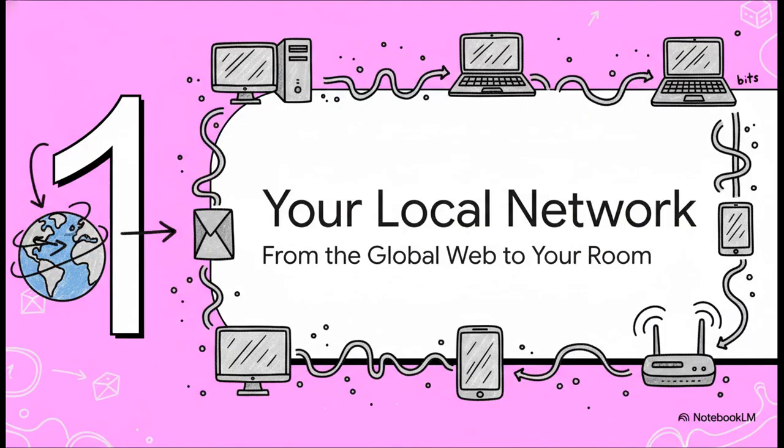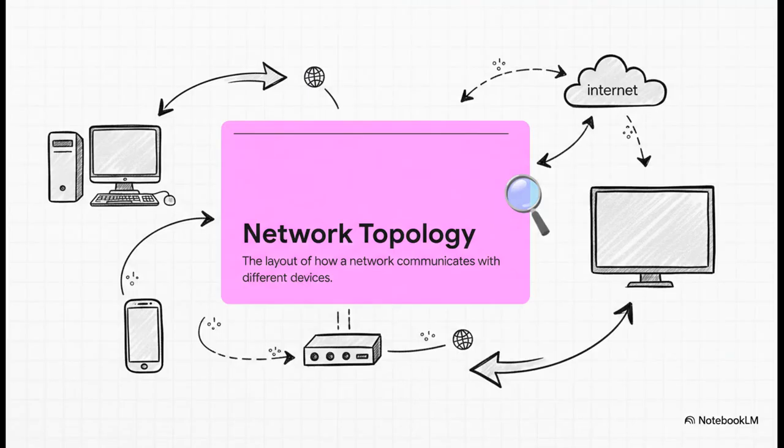All right, so let's pull back from that massive global view and zoom all the way in, like right into your room, because the very first steps of our bit's journey depend entirely on how your devices are physically connected. And this whole layout, it's got a technical name. It's called a network topology. Basically, just think of it as the local roadmap for all your data.